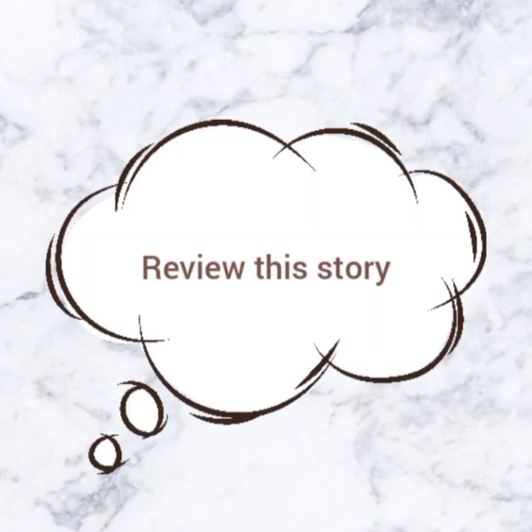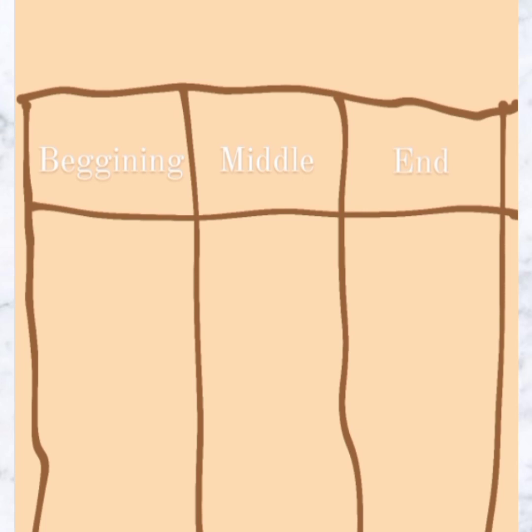Now let us see how sequencing can be used to review this story. Let's begin. Start by drawing a large poster-sized chart with 3 boxes and label the boxes beginning, middle, and end. Write the story title at the top. Now ask the student what happened in the beginning of the story and write their answer in the box labeled beginning.